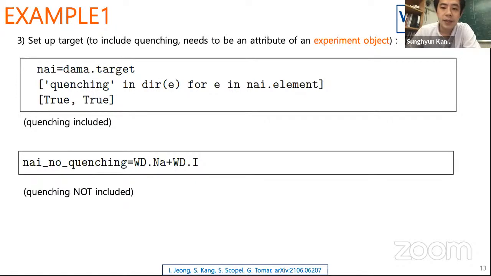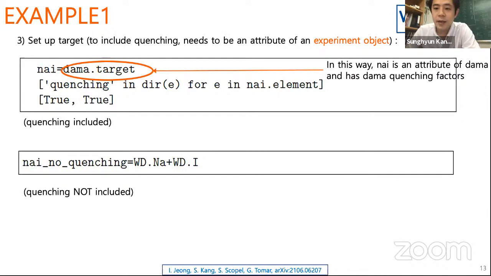Notice that the quenching factor is a kind of experimental input. So in order to include quenching, it should be an attribute of an experiment object, which I'm going to explain a little bit later. For instance, in this way, now this NAI is an attribute of DAMA and has DAMA quenching factors. Of course, there are experiments which use the same targets, but different quenching. In this case, we can distinguish by assigning it to the other experiment.